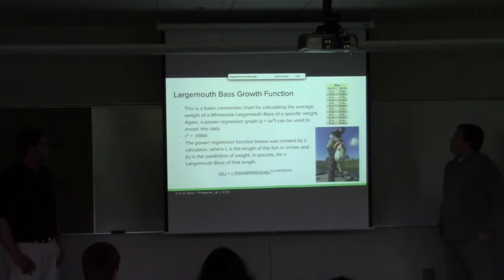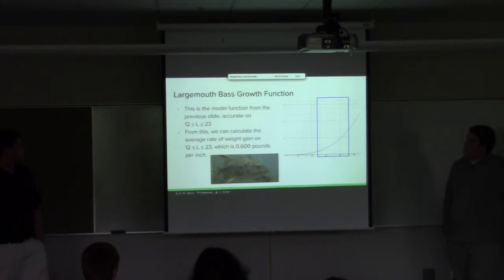So again, we used these, I guess you'd call them x and y coordinates, and we created a power regression graph once again, y equals ax raised to the b power, with an R squared value of 0.9994. The power regression function below was created by a calculator where L is the length of the fish in inches and B(L) is the prediction of weight in pounds for a largemouth bass at that length. And that was the equation for the graph that we came up with.